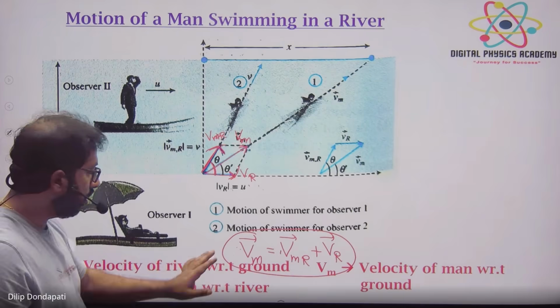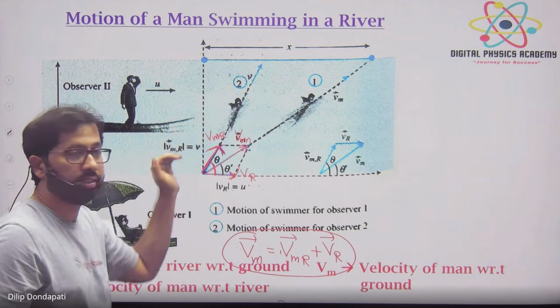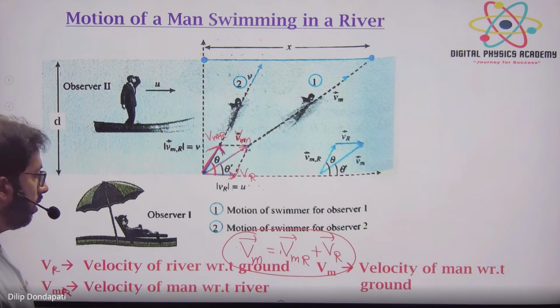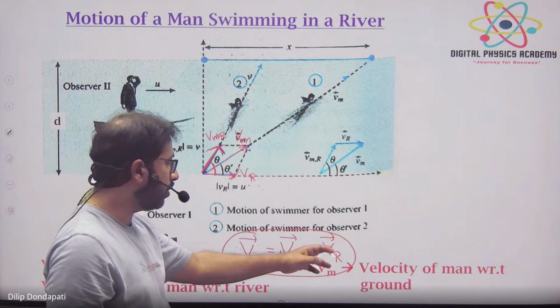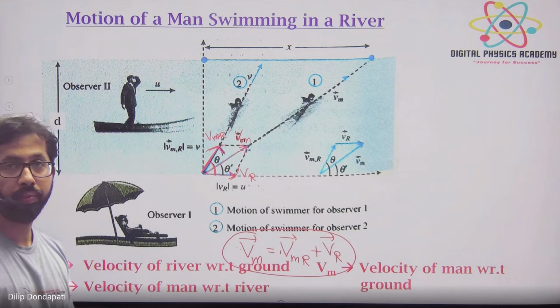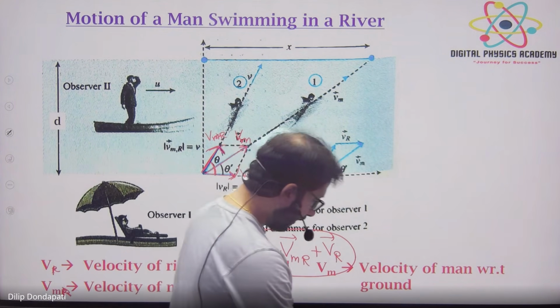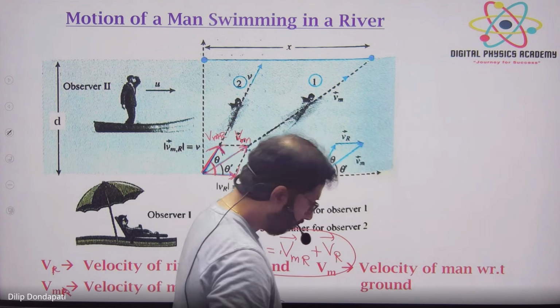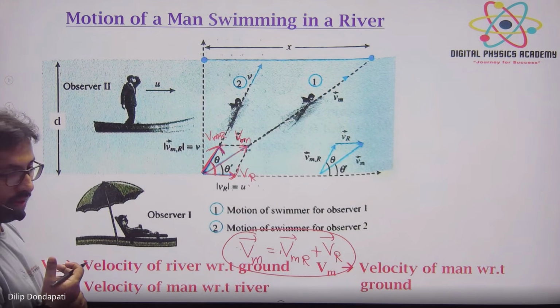Here VM is the velocity of man with respect to the ground. With respect to the ground, he will see that the person is going like this. VMR is with respect to the river. And VR is the velocity of the river with respect to ground. Okay, now we will see.